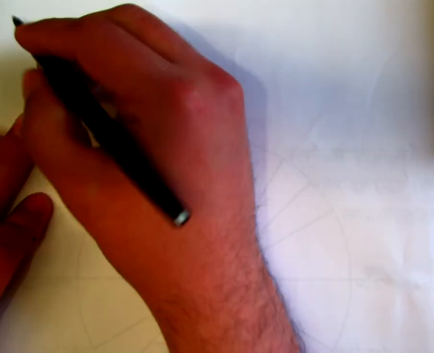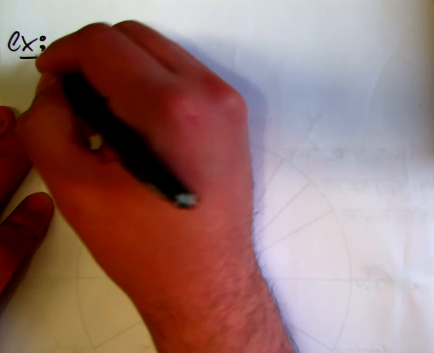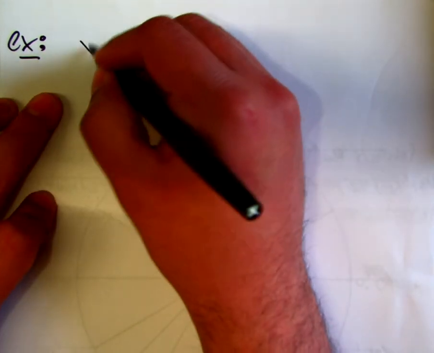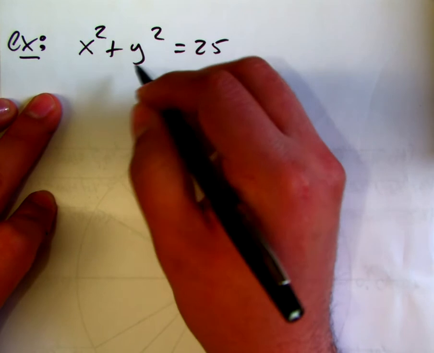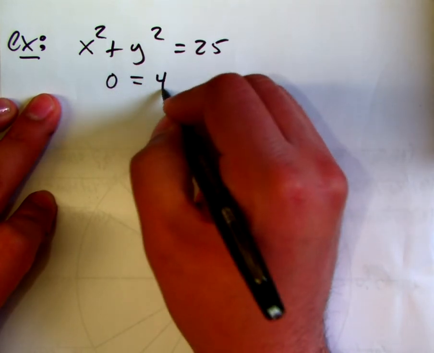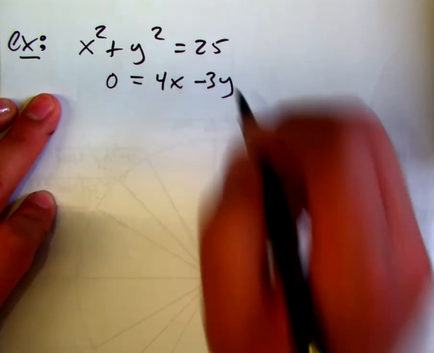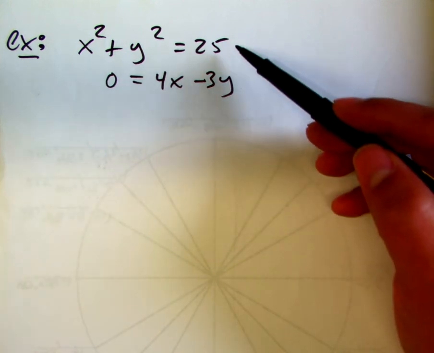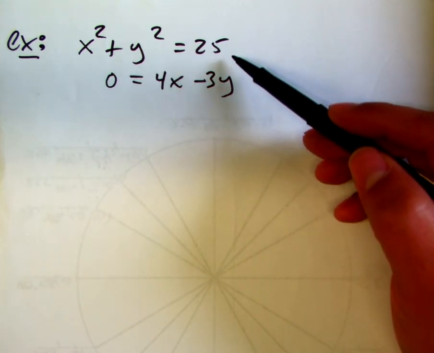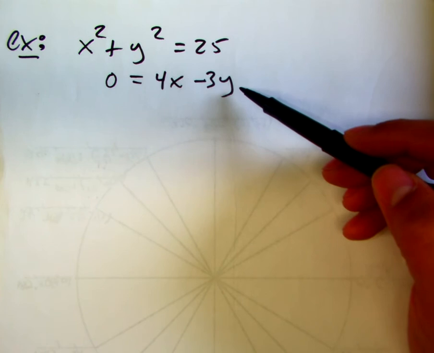Let's try, we're just going to do a few examples today, trying to cover as many different scenarios as possible. So here's another system. What kind of shape is this first equation? Circle. Here's the line. Maybe we have one answer, maybe we have two.